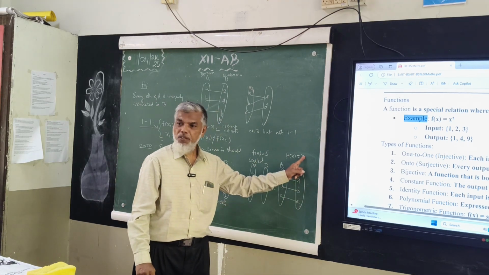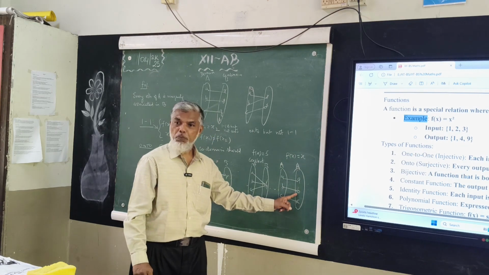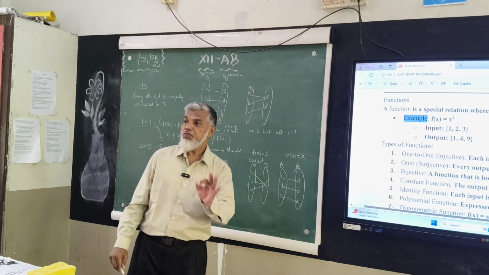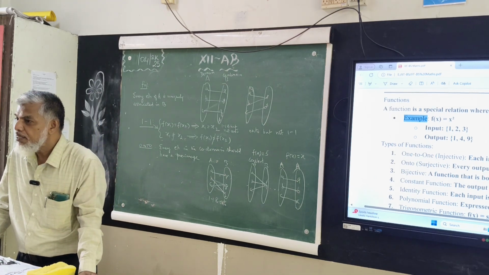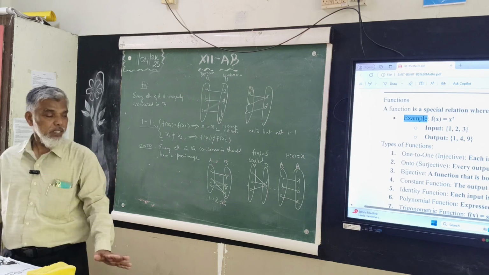Now what is f of a? f of a equal to a. What is f of b? f of b equal to b. f of c equal to c. Therefore, for identity function, both domain and codomain are the same. Right?